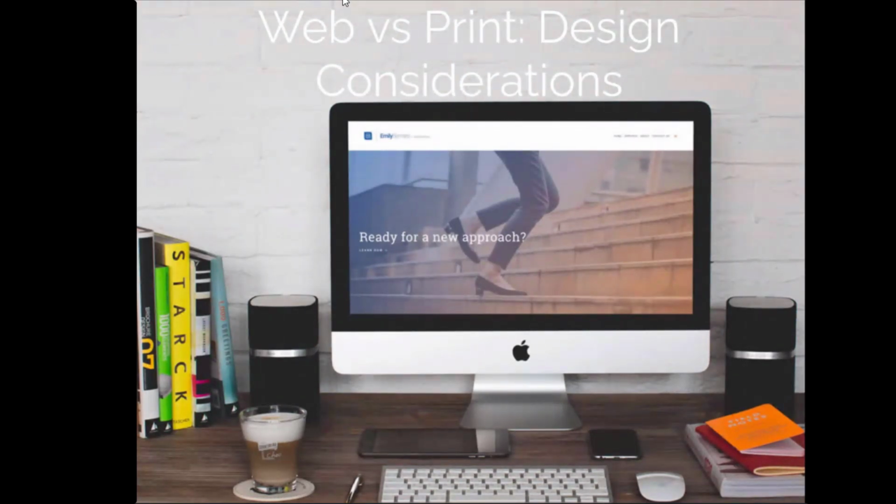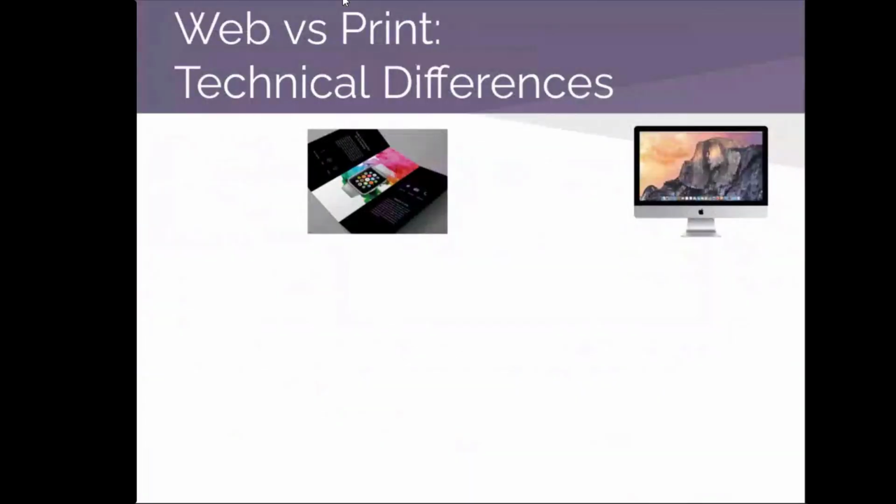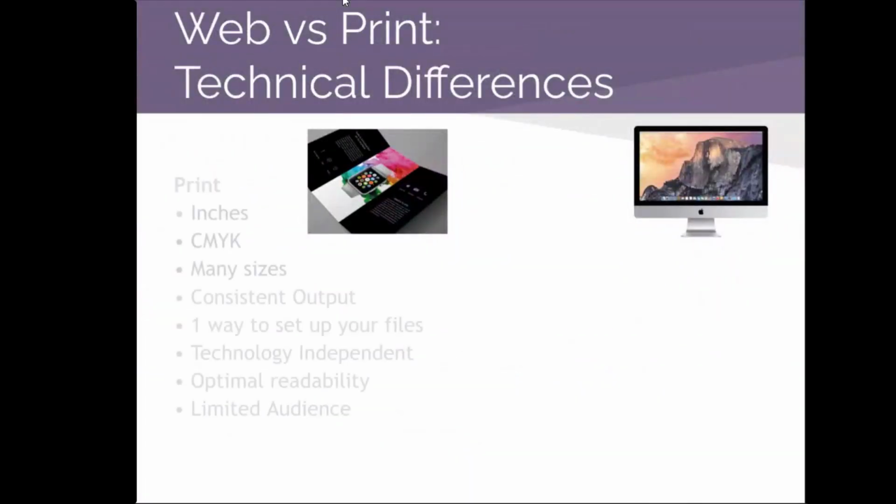What kinds of differences do you guys see? Screen resolution. Screen resolution, right? Okay. Yeah, DPI, 72 DPI. RGB versus CMYK. Okay, cool. All right, so we're going to talk about that next, right?